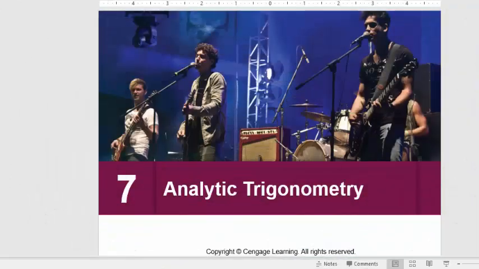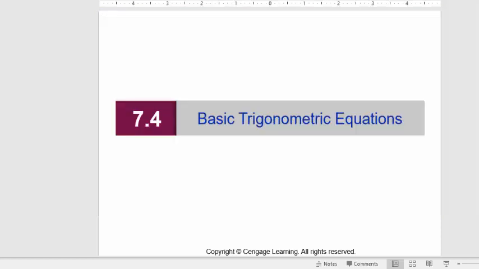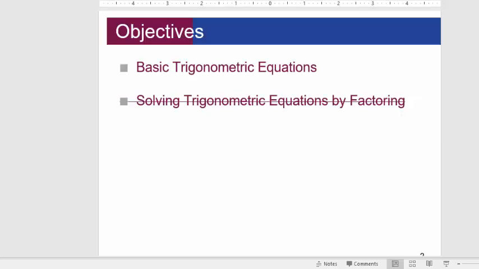Continuing with Chapter 7, which deals with analytic trigonometry, we're now into the section dealing with basic trig equations. All right, so we already looked at inverse trig functions, and they play a role in this section also. So we're going to solve some basic trig equations. Now, we're not going to do the solving by factoring. That's going to be held off until the next course. So this is going to be our final topic in this course, which is just the basic trig equations.